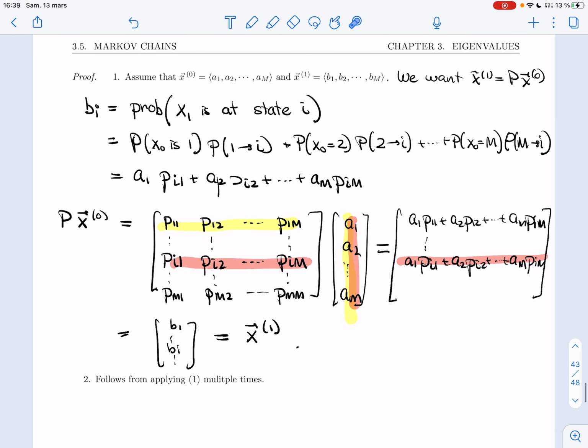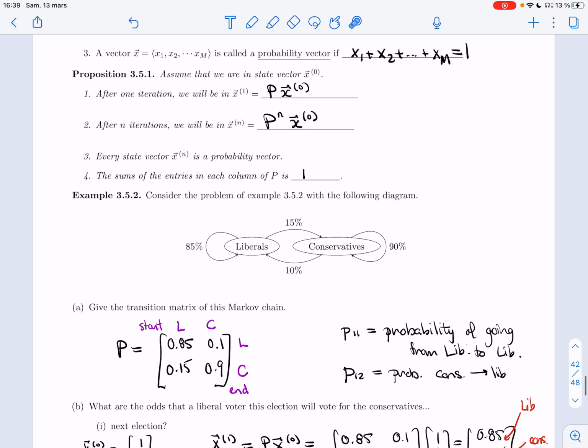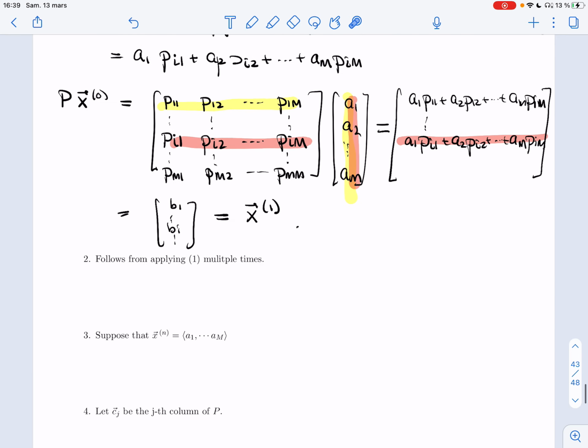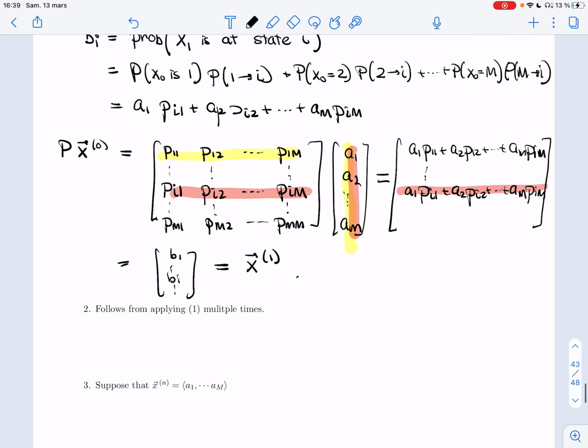But what's nice now is I can actually prove that if I'm looking for what happens n iterations down the road, then I could just multiply by P^n. It follows from applying the result multiple times. So xn would be P times x(n-1). And that'd be P squared times x(n-2). And you keep applying P until you get to 0. Notice that the sum of the powers gives you n, so it's going to give you P^n.